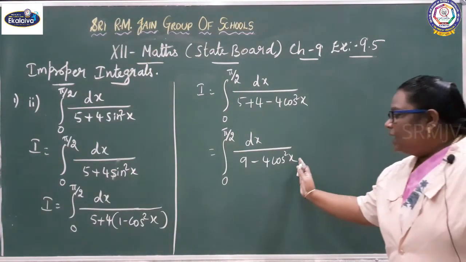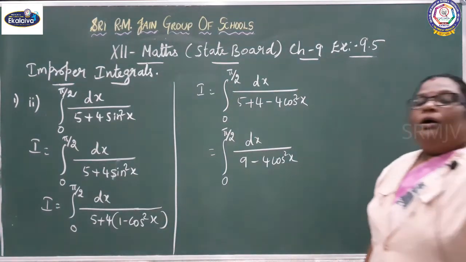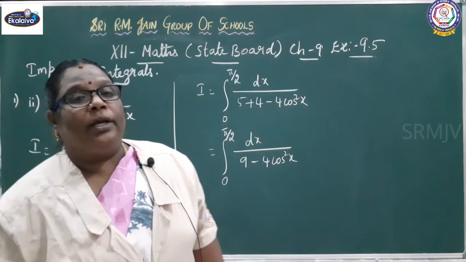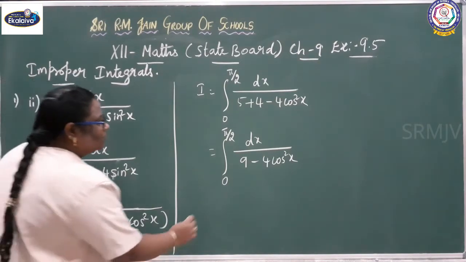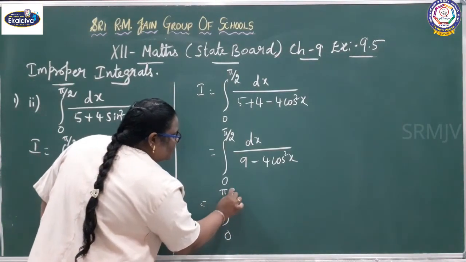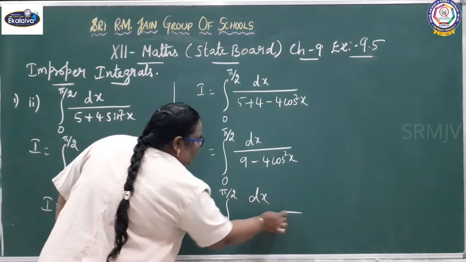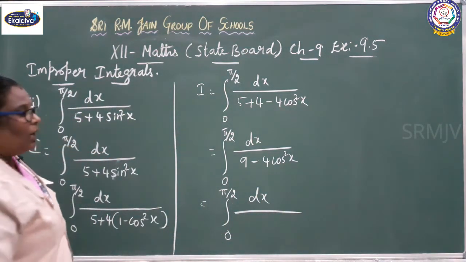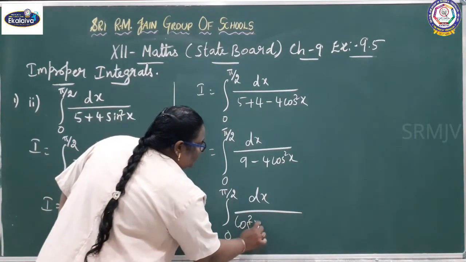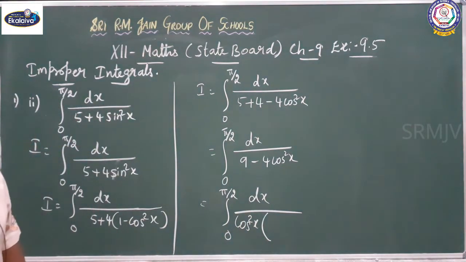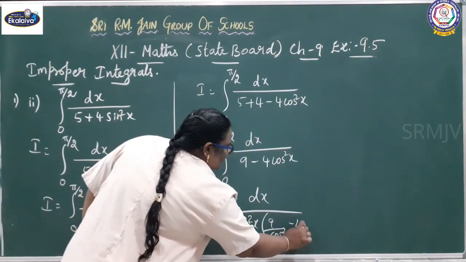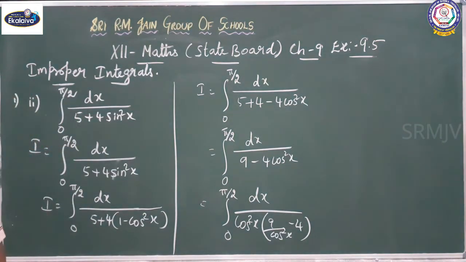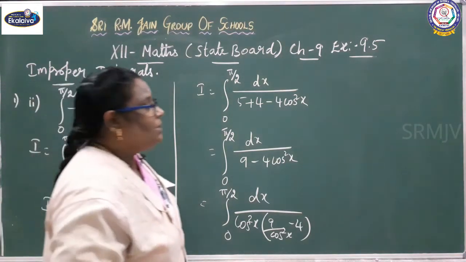So, you can take cos square x out first. Cos square x means what is the value we are getting now? First you can take cos square x out, integral 0 to pi by 2 dx by cos square x into 9 by cos square x minus 4.